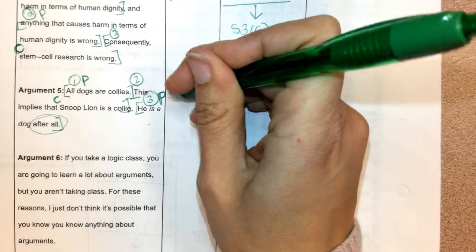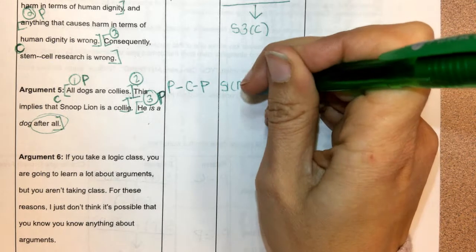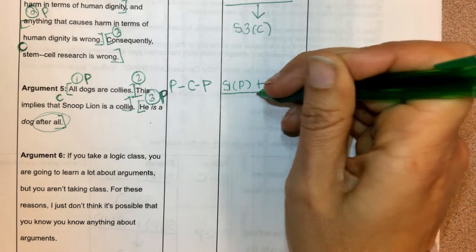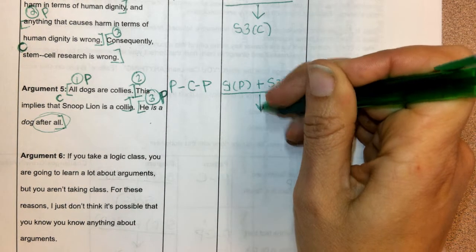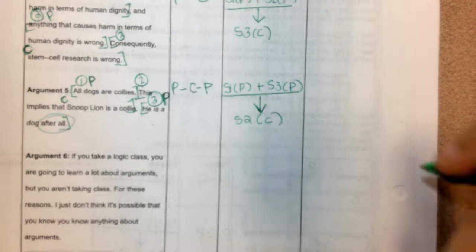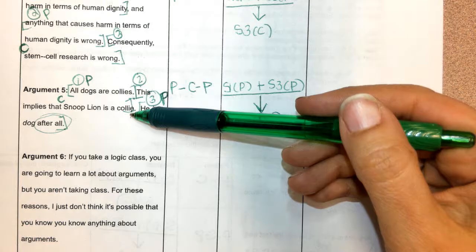So the form for this, or the pattern for this one, is P, C, P. The diagram will be S1, a premise, plus S3, another premise, work together in an attempt to support S2, a conclusion. Now notice we aren't clarifying arguments in this practice item. All we're doing is analyzing them, excavating the pattern, and creating the diagram for the argument.